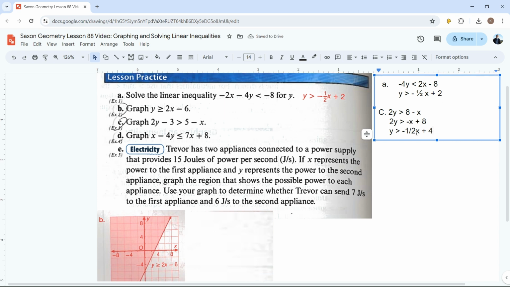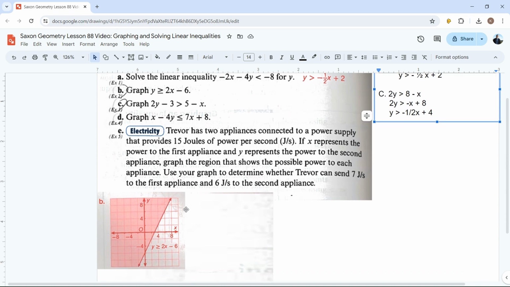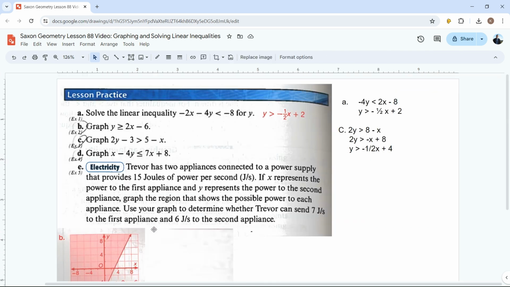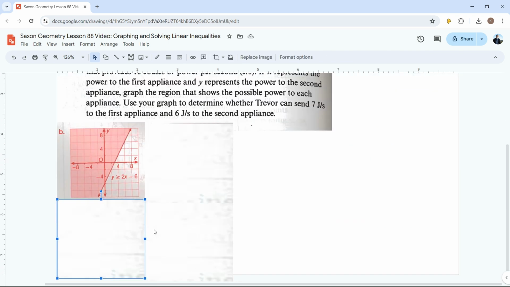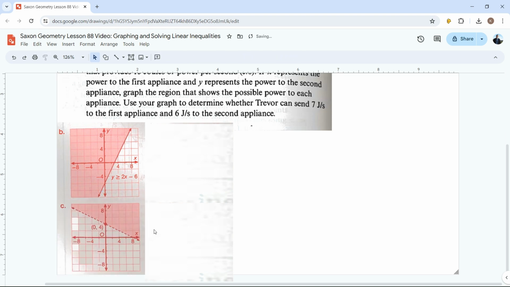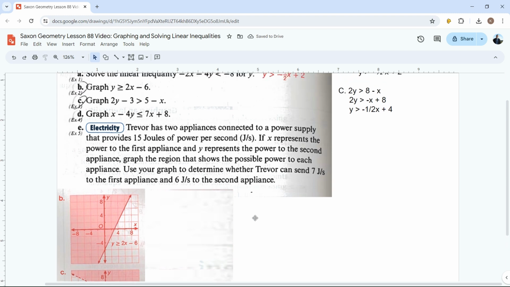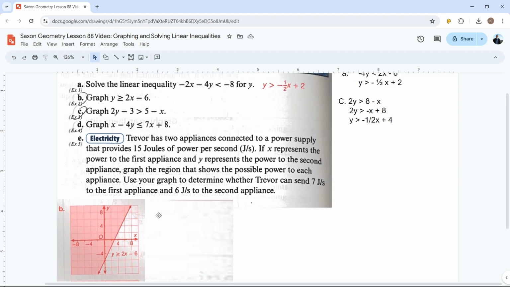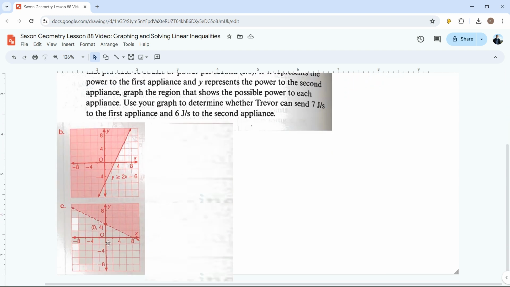Now, first thing I'm going to note is that in this particular equation, it's not greater than or equal to, it's just greater than. Because it's greater than and not or equal to, that means that my line is going to be a dotted line. Take a look at this line. Notice that this is a dotted line. What is my y-intercept? Positive 4.